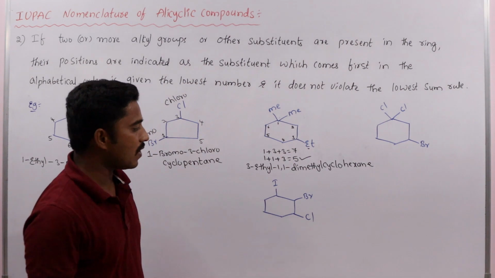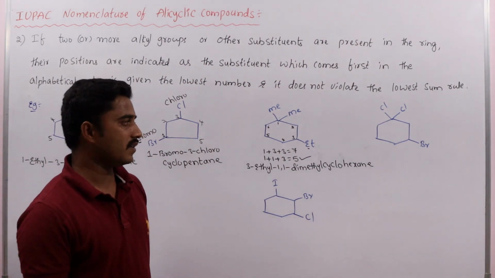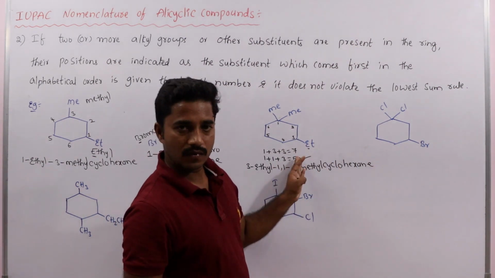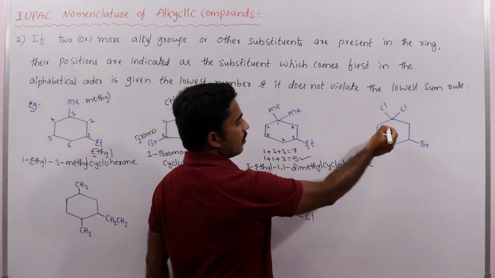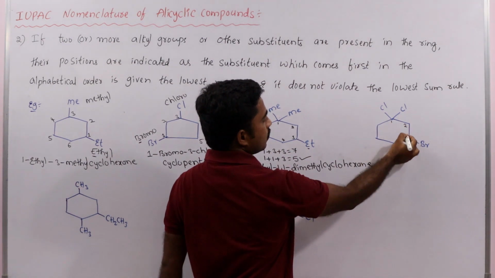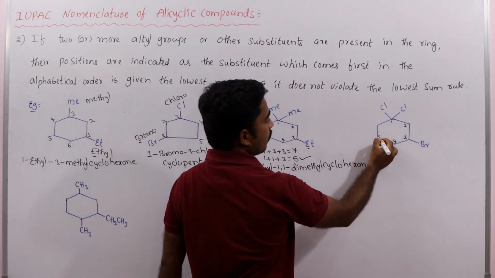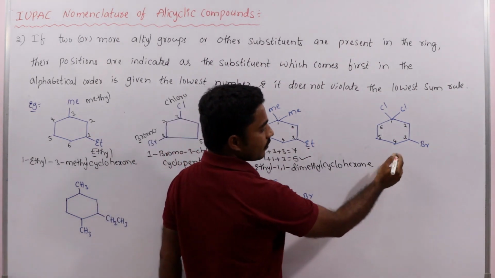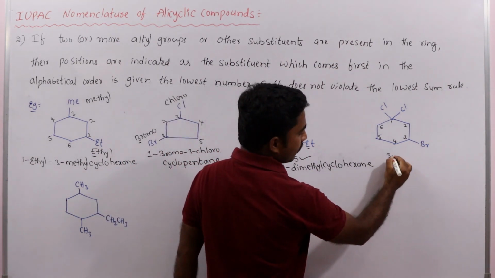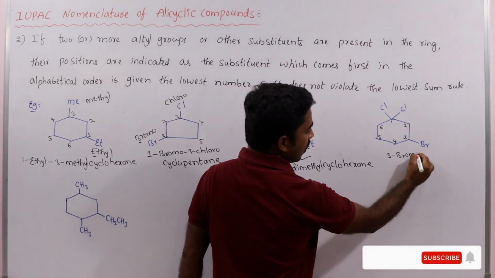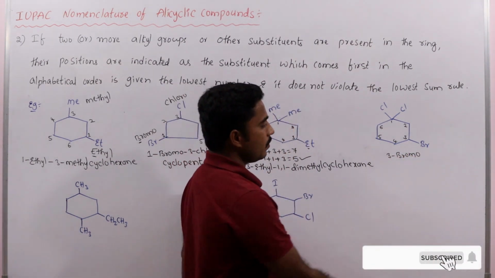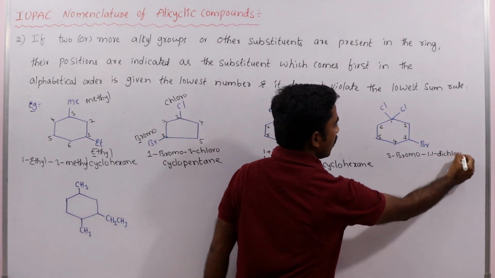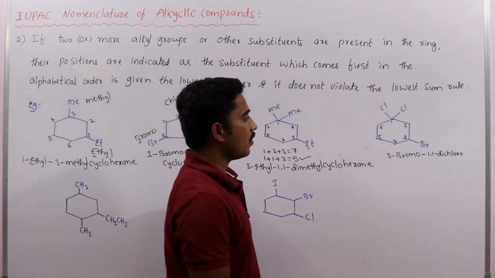3-ethyl, 1,1-dimethylcyclohexane. So here also it is the same as this. That means we have to give the numbering from this side: 1, 2, 3, 4, 5, 6. Write the name here. At the 3rd position is bromo, that's why 3-bromo, according to alphabetical order. 3-bromo, 1,1-dichloro.